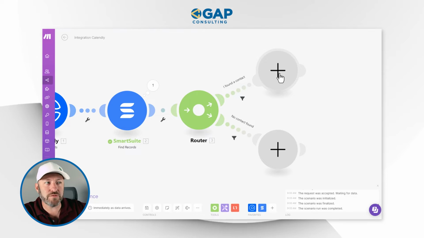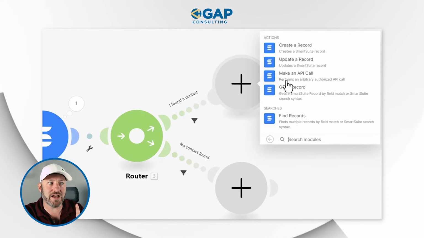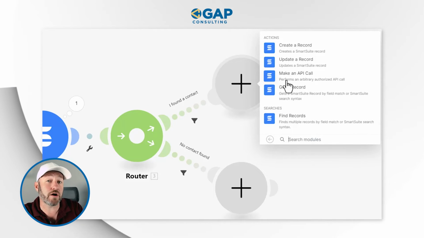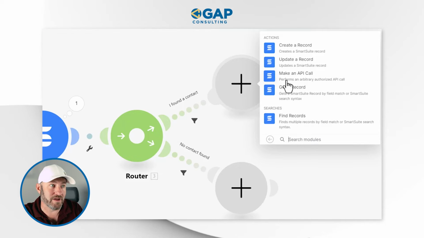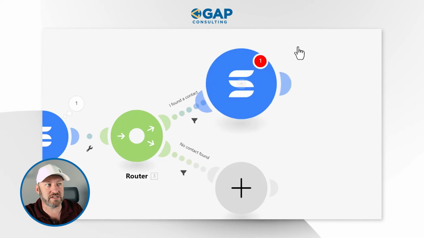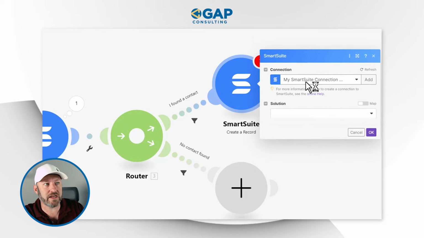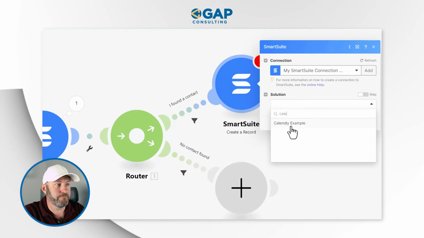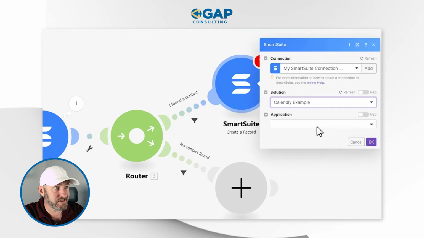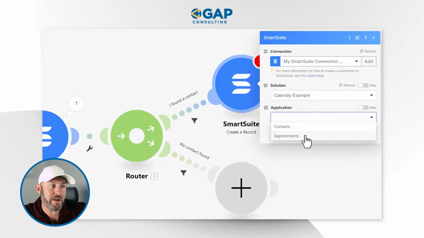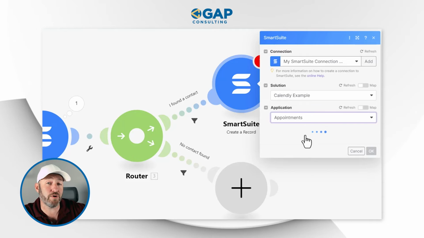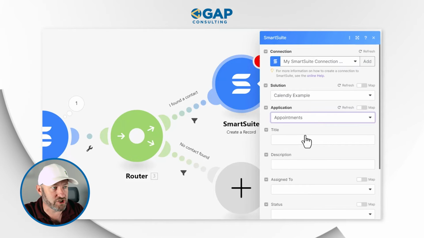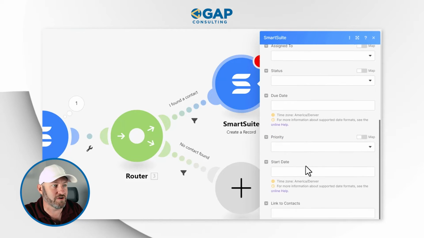So if I found the contact, I don't need to create a new one, but I do need to create the record inside of the appointment. So I'm going to create a record in SmartSuite using my SmartSuite connection, using my solution called Calendly example. And what am I going to add to this? Well, if you recall, in my appointments application, I built some pretty cool fields already in preparation. So what are those fields?